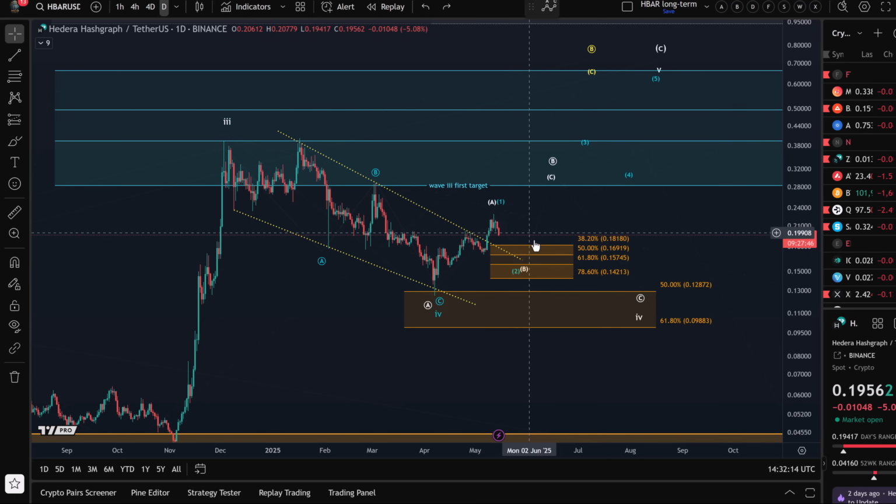And this will now be the stress test for the bulls, because my assumption is that it is quite likely that this entire rally will now be corrected, which means Elliott wave tells us that the standard support area we should pay attention to is between the 78.6 retracement and the 38.2 retracement. So we're talking about 14.2 cents and 18.1 cents.